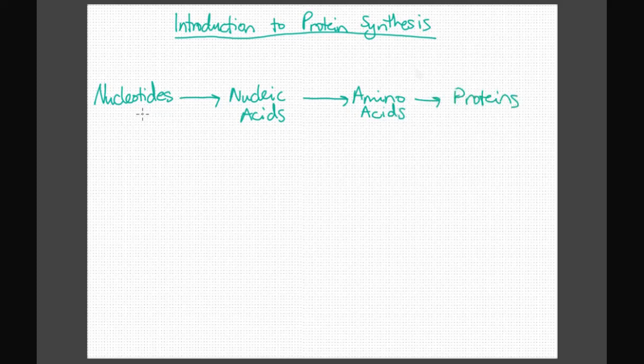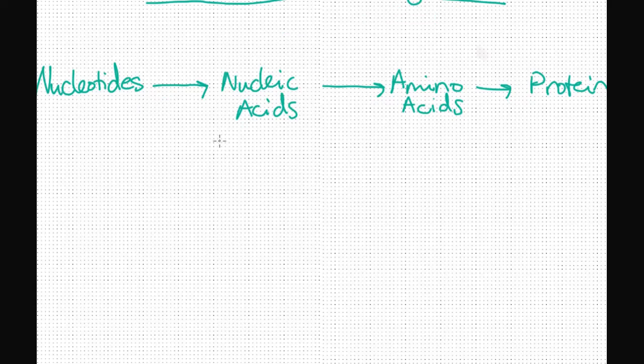So what we've got here is nucleotides, nucleic acids, amino acids, and then proteins. So let's talk about these individually, but we might actually start with nucleic acids because, believe it or not, this might be something you're more familiar with. There are basically two types of nucleic acids, and the first one is DNA. I'm sure a lot of you have heard of DNA, and DNA actually stands for deoxyribonucleic acid.